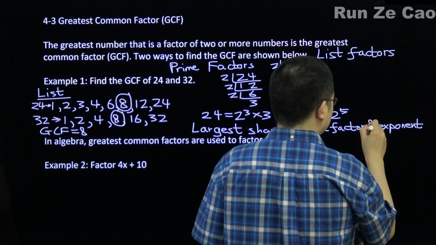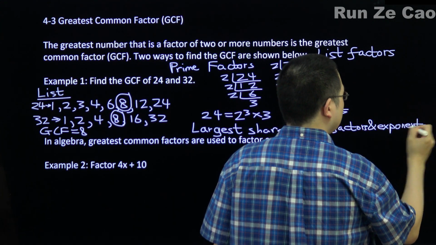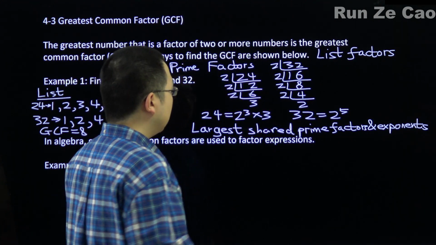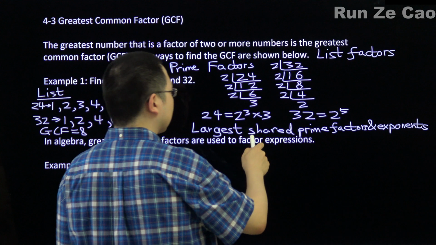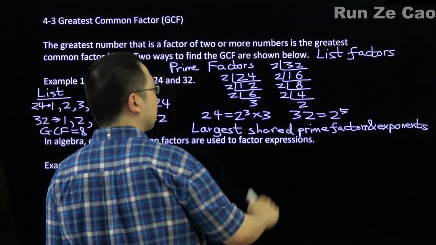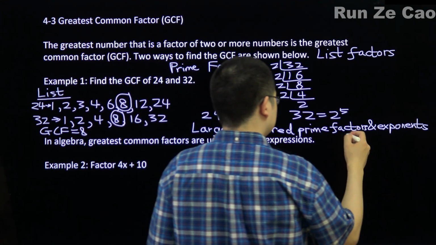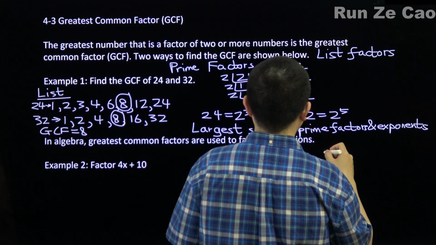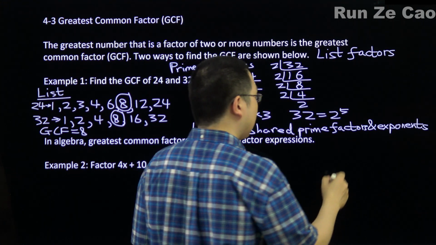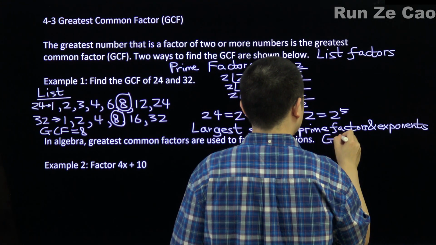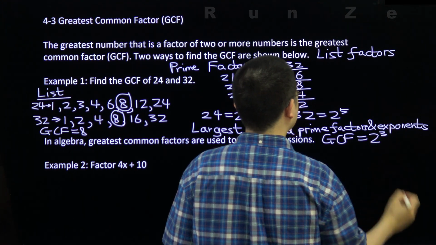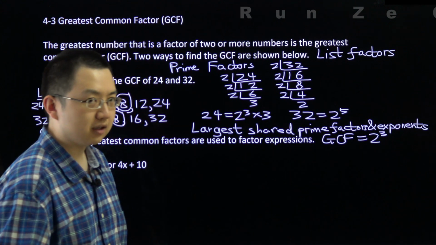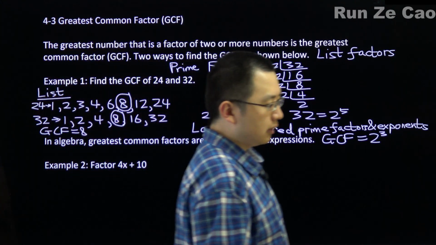So, technically it's prime factors and exponents, as in plural, but because we don't have 8 times 3 to the second or something over here, we can't include the 3. So the largest shared prime factors and exponents give you your GCF equals 2 to the third. Your greatest common factor is 2 to the third.